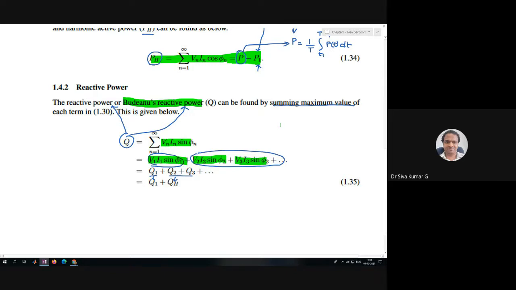What I mean to say is, in real time, how do you find out the reactive power? That's my question. Okay, we cannot find this kind of reactive power easily.